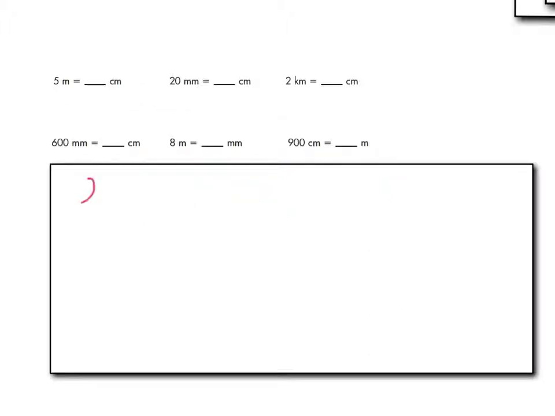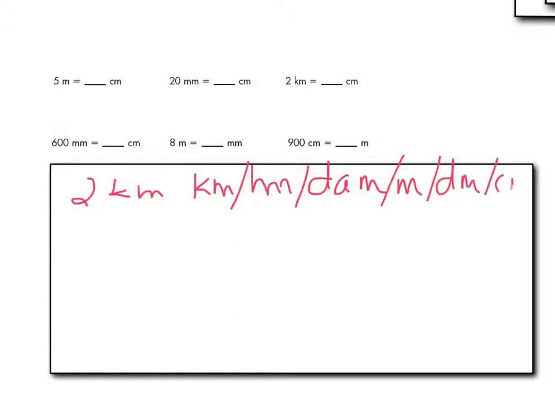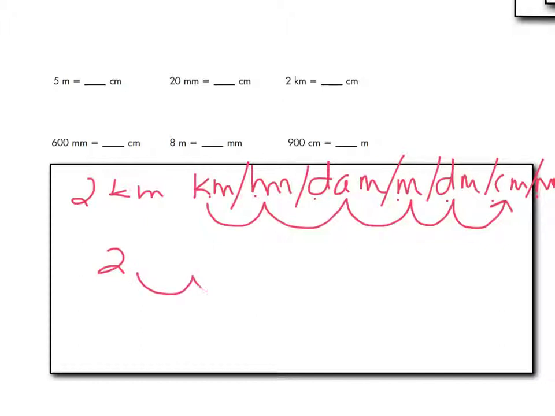Again, looking at the next one, we have 2 kilometers and we're going to centimeters. So I'm going to use my rhyme for this one because it's a big change and I prefer that. Kilometers to hectometers, to decameters, to meters, to decimeters, to centimeters, to millimeters. King Henry doesn't usually drink chocolate milk. Okay, I'm good. Kilometers to centimeters, well that's 1, 2, 3, 4, 5 jumps to the left. I have 2, my decimals here. 1, 2, 3, 4, 5 jumps.